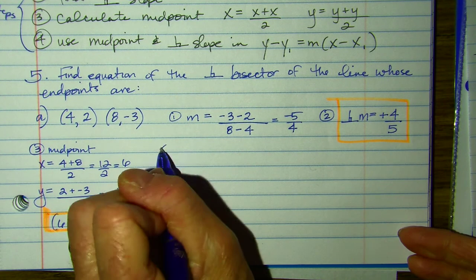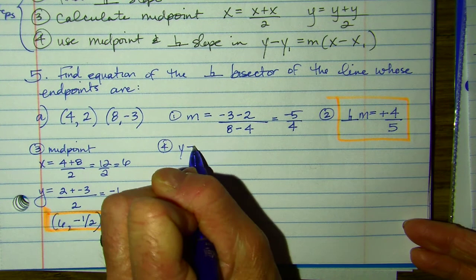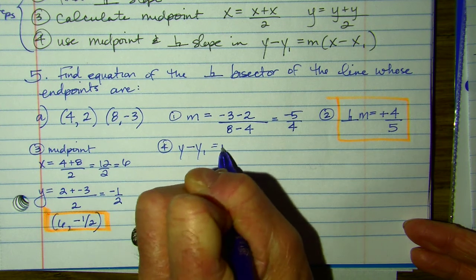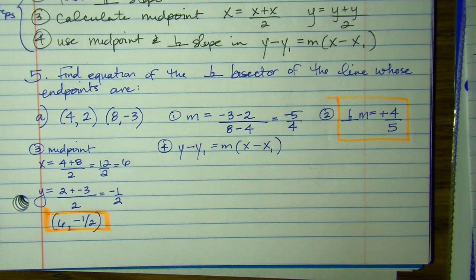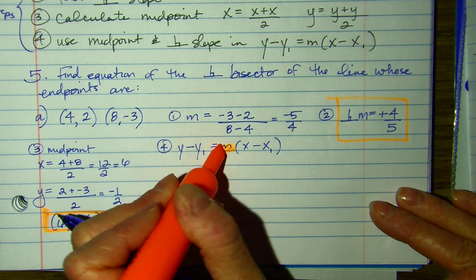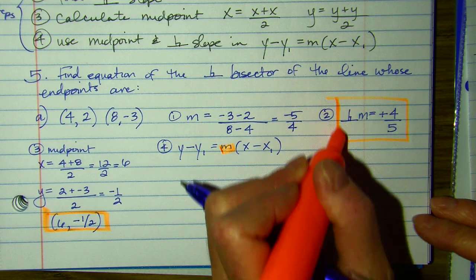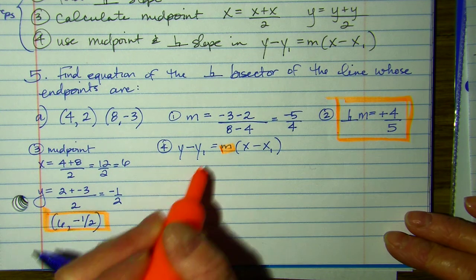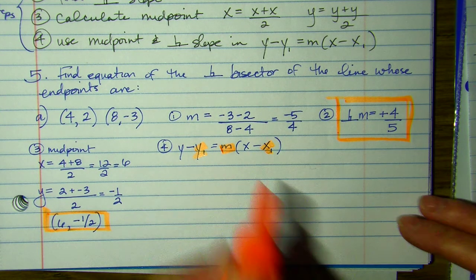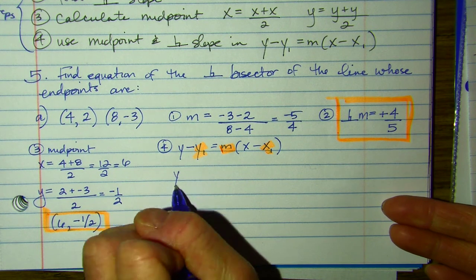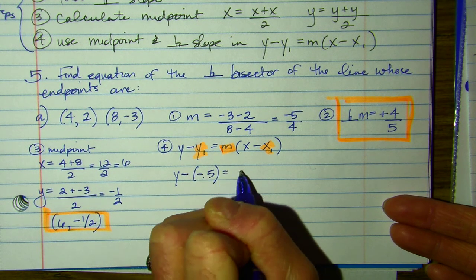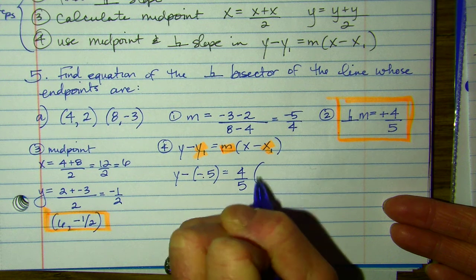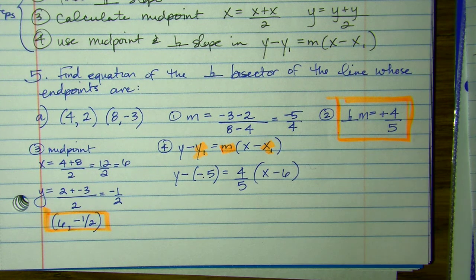Step 4 is to use point slope form to find my line. So here's point slope form. I've highlighted what we're plugging in. Here's the m, there's my perpendicular slope, and my point, I'm going to plug in x and y. So y minus -0.5 equals 4/5 times x minus 6.